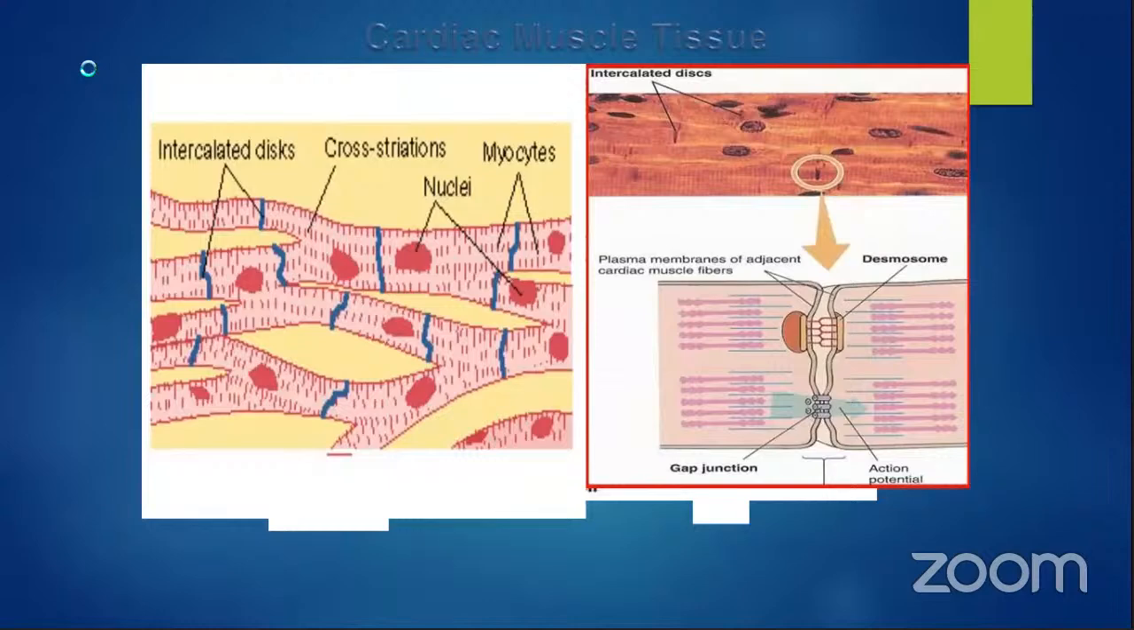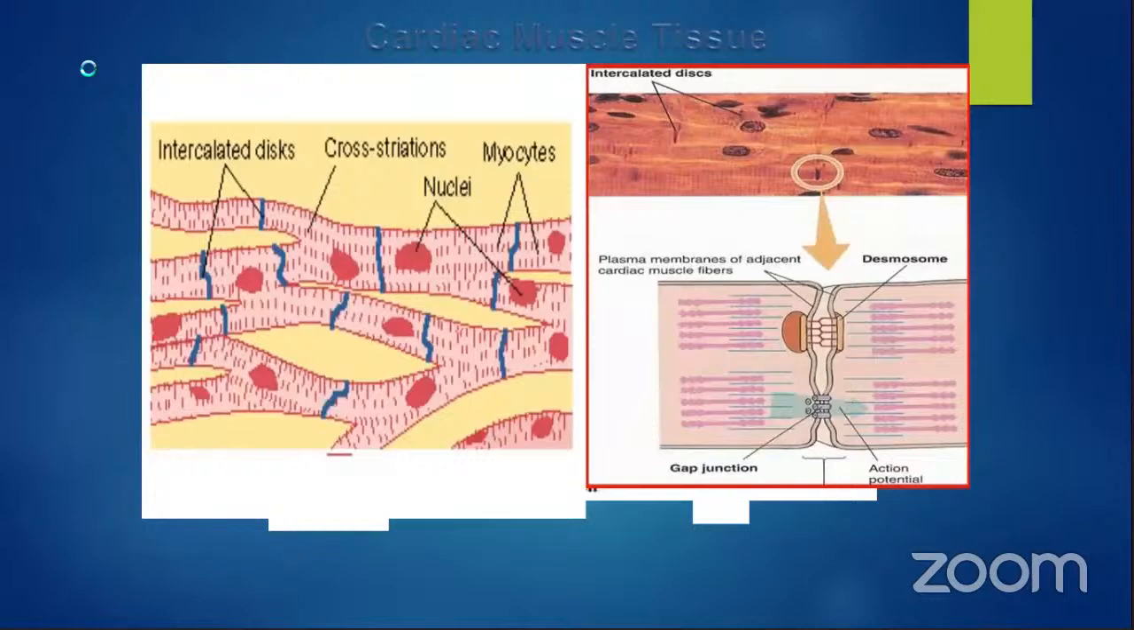Gap junctions provide low resistance bridges. They electrically connect cardiac muscle cells to one another. So the intercalated disc has two components: desmosomes, which are connections leading to the contraction of the cardiac muscle fibers, and gap junctions, which are needed for electrical connectivity of cardiac muscle cells.